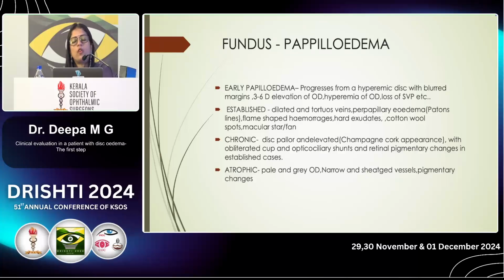Fundus, again, we are looking for the findings in different conditions. You have to keep in mind papilledema. In the early stages, you have to look for blurred disc margins, a hyperemic disc with absent spontaneous venous pulsations. If it is an established case, there will be dilated and tortuous veins, peripapillary retinal lines, flame-shaped hemorrhages, hard exudates, cotton wool spots, a macular star or a fan. And in chronic cases, there will be a champagne cork appearance with obliterated cup, opticociliary shunts, and retinal pigmentary changes. And the atrophic stage shows a pale grey optic disc and narrow vessels with pigmentary changes.